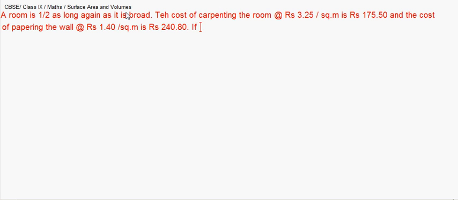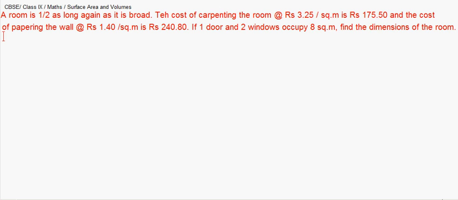Now it says if one door and two windows occupy 8 square meters, find the dimensions of the room. Okay, got it. Let us just get down to solve this problem.